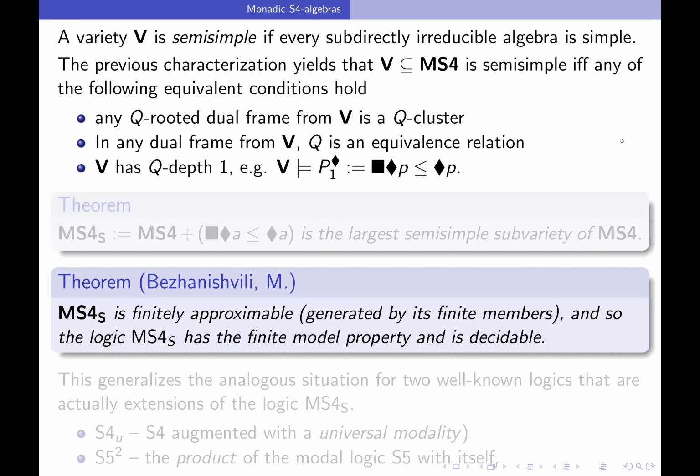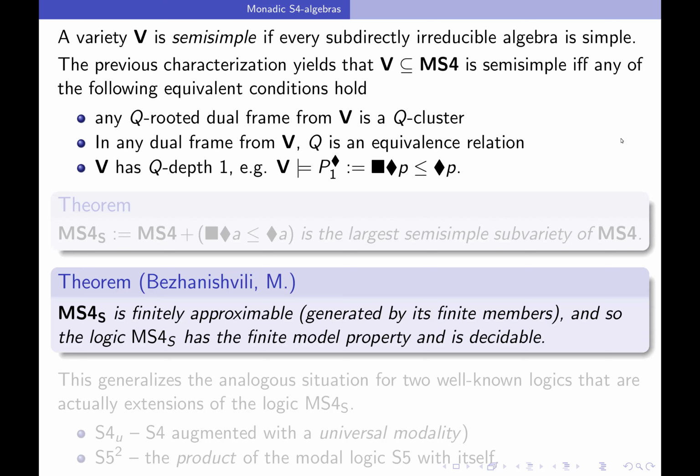So a variety, we'll call it semi-simple if, and sorry you guys can't see this, if every subdirectly irreducible algebra is simple in that variety. So every simple algebra is subdirectly irreducible, but the converse is not generally true. When the converse happens, we'll call that a semi-simple variety.